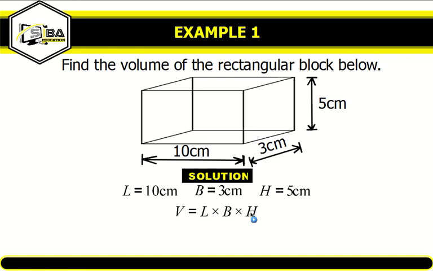Now, since we have the values of the length, breadth, and height, let's substitute them into the equation. And that gives us volume equals 10 times 3 times 5. When we multiply this carefully, we get volume equals 150 cubic centimeters. This means that the volume of the cuboid here is 150 cubic centimeters. Let's look at our second example.